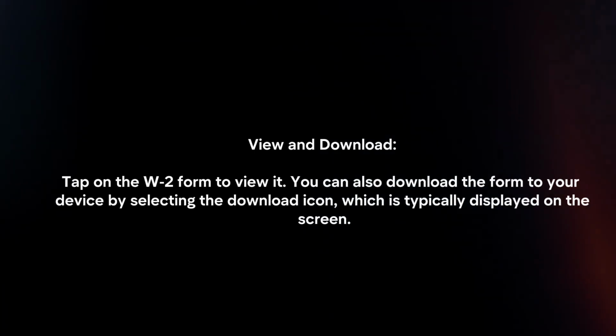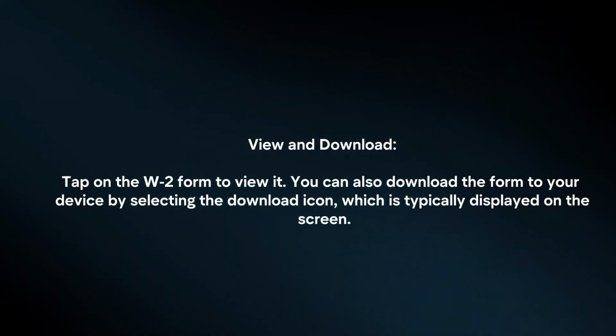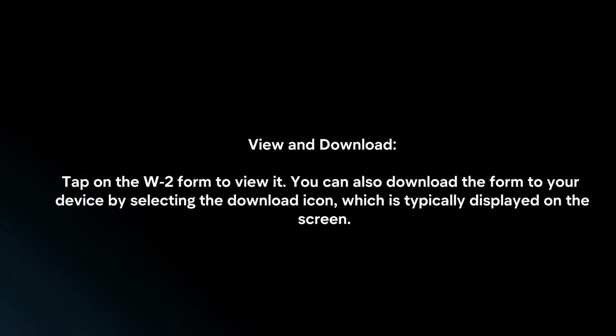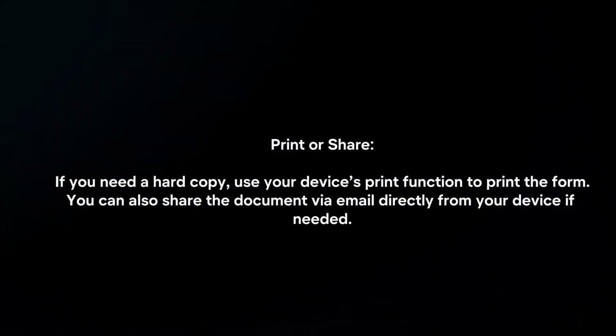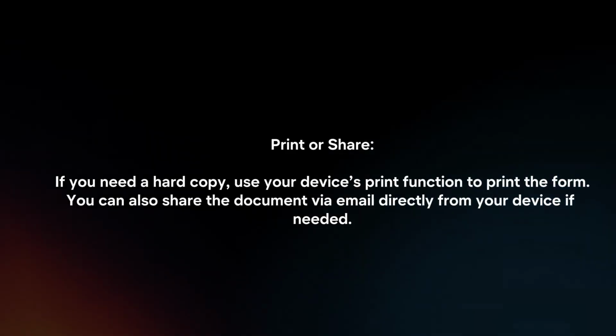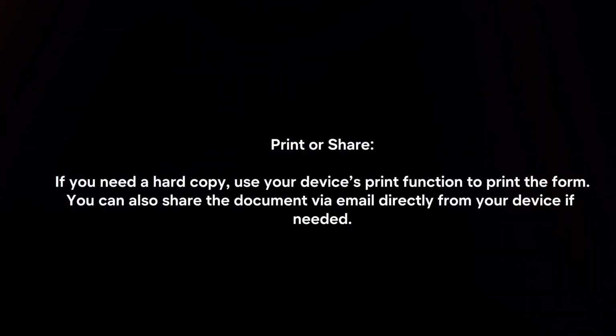View and download. Tap on the W-2 form to view it. You can also download the form to your device by selecting the download icon, which is typically displayed on the screen. Print or share. If you need a hard copy, use your device's print function to print the form. You can also share the document via email directly from your device if needed.